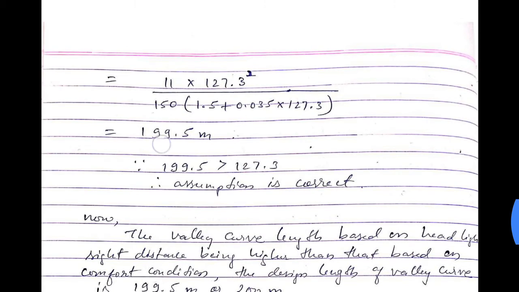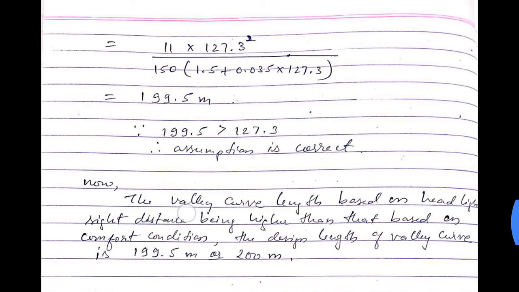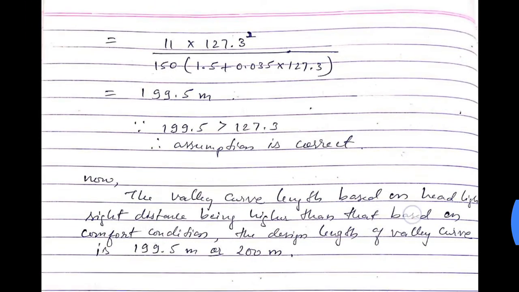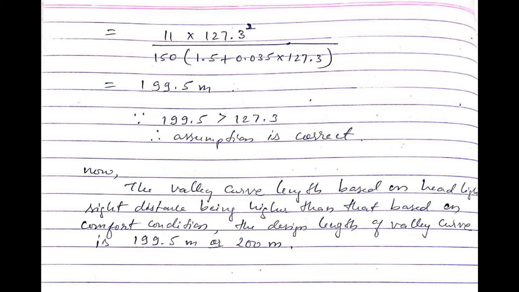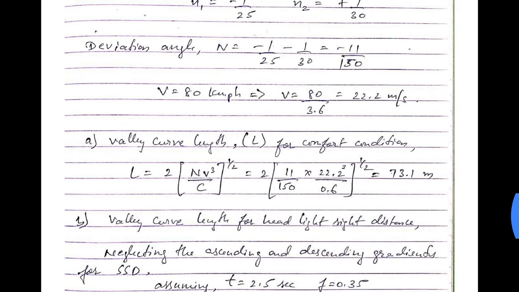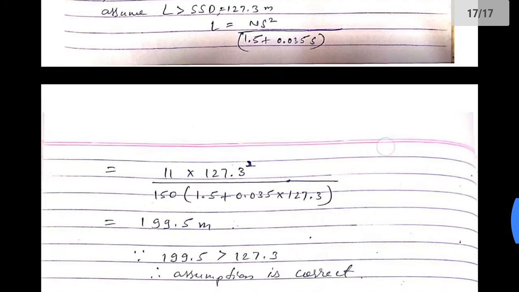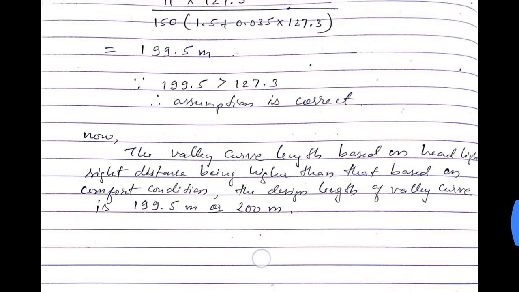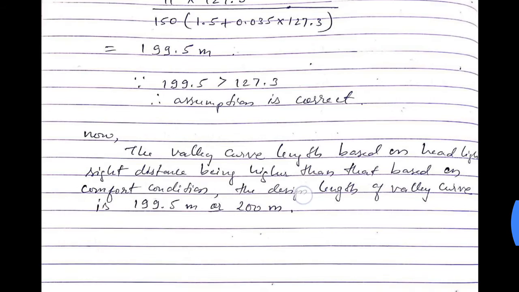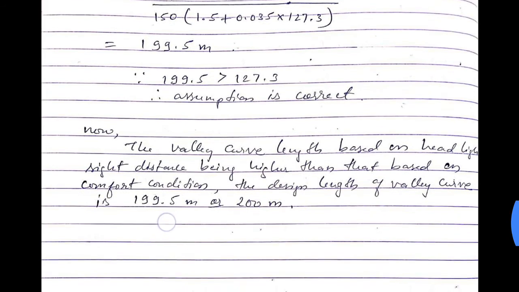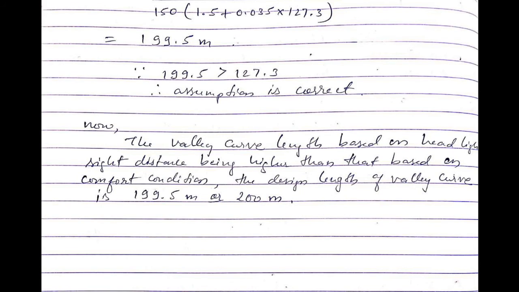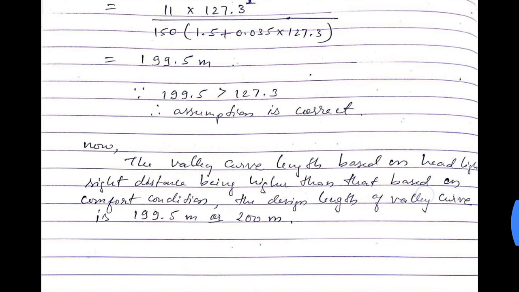So this is the value. Now the valley curve length based on the headlight sight distance is higher than that based on comfort condition. What we obtained here is 199.5. Based on comfort condition, it was 73.1. Hence we adopt the greater value. Being higher than that of the comfort condition, the design length of the valley curve is 199.5 meters, or it can be taken as 200 meters. Okay, thank you.